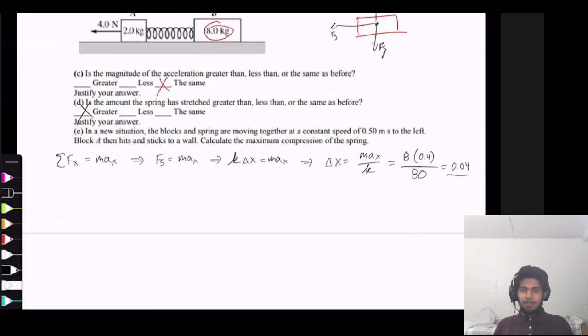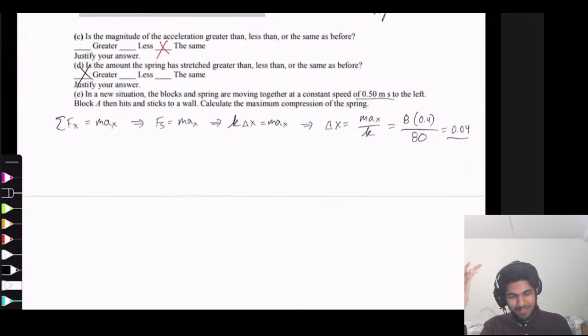And lastly, part E, in a new situation, the blocks and spring are moving together at a constant speed of 0.5 meters per second to the left. Block A then hits and sticks to a wall. Calculate the maximum compression of the spring. Okay. Do we want to do this? Yeah, let's do this. Okay.